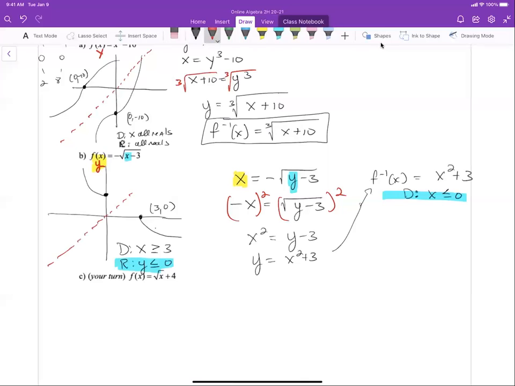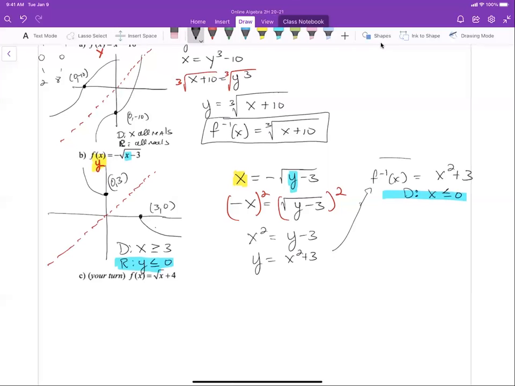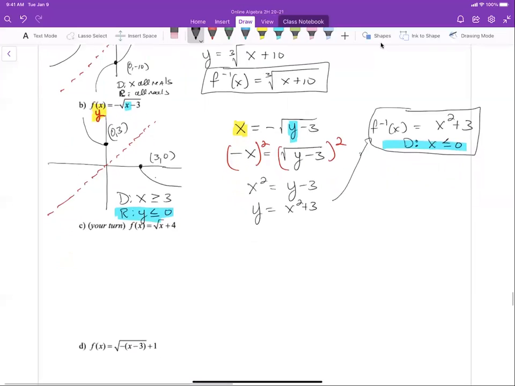Notice if I draw my y equals x line, that is an actual reflection of my original function across that y equals x line. And that is by definition an inverse function. And that data point where it started was at (0, 3). Okay, that graph is not required per the instructions. I just wanted to show you what it would look like.